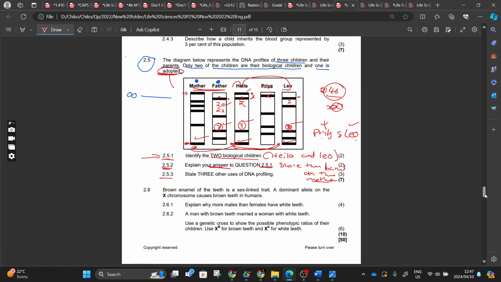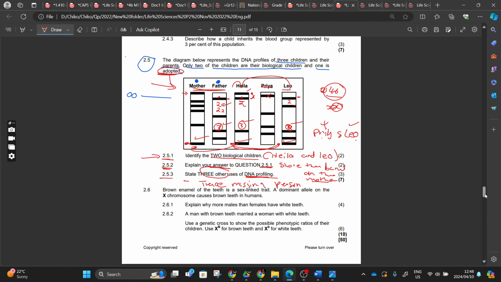So 2.5.3, state 3 other uses of DNA profiling. State other 3 uses. We can say number 1, paternity, or rather, other uses. They won't give you paternity testing, because you were doing paternity testing. They want other 3. We can trace missing persons.